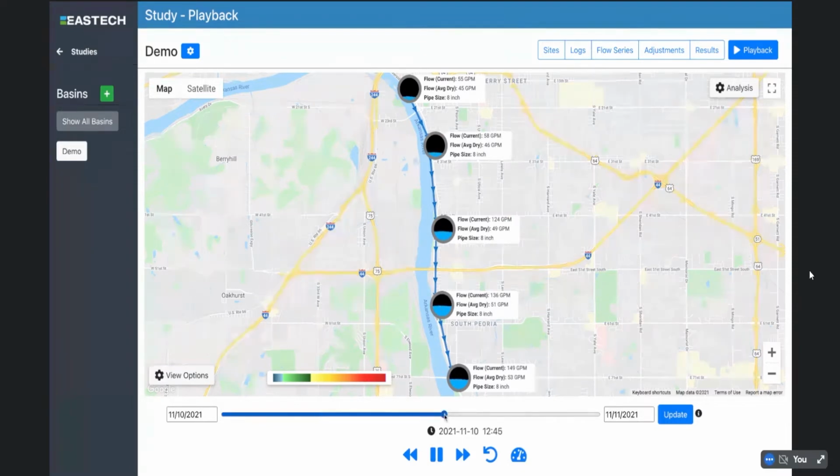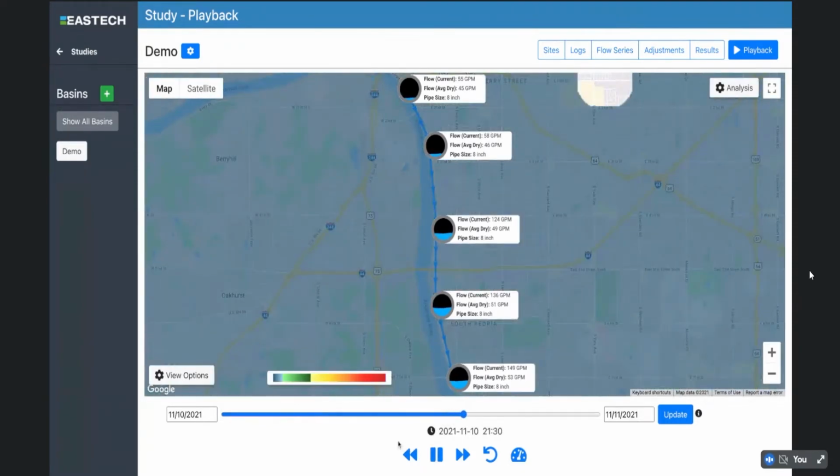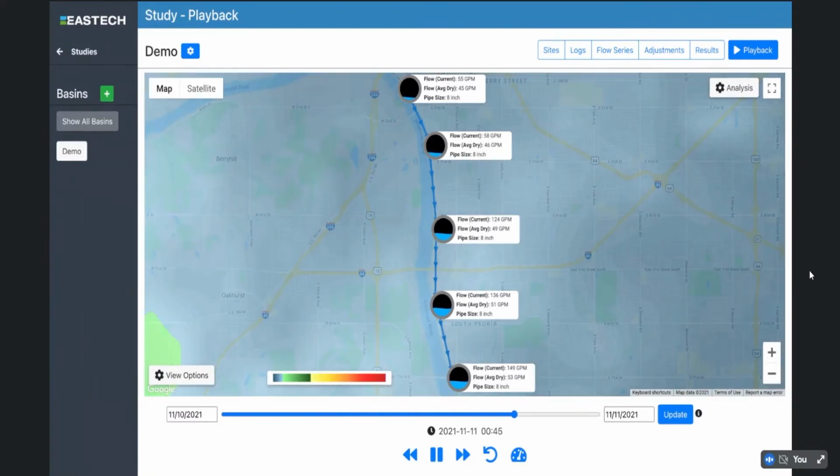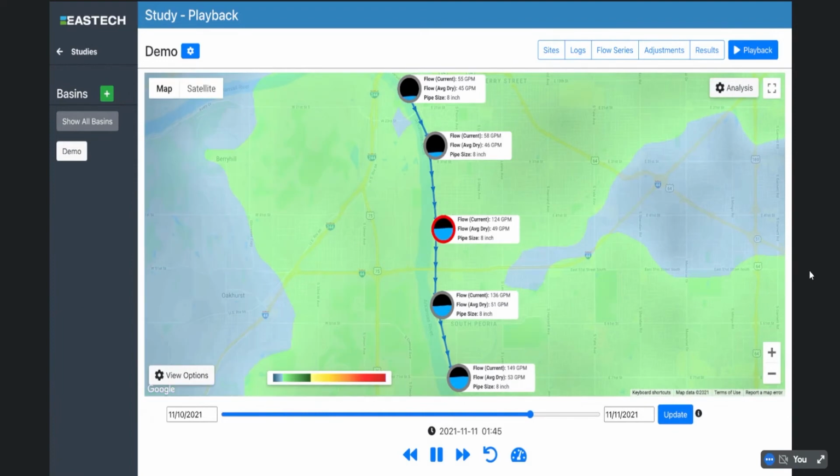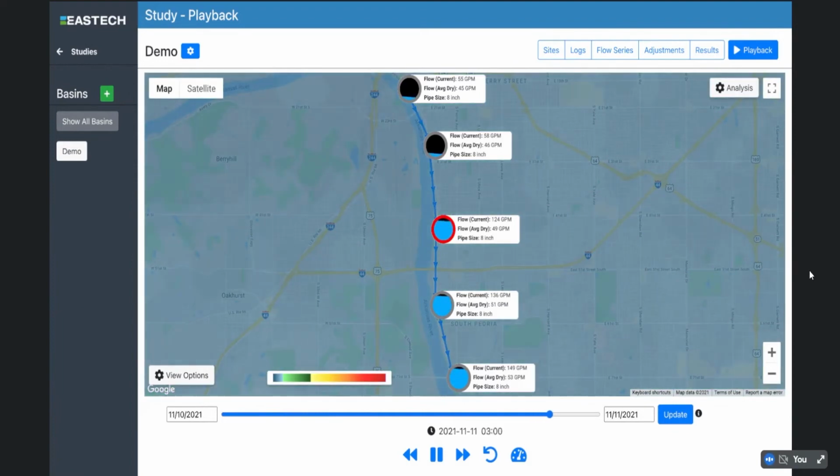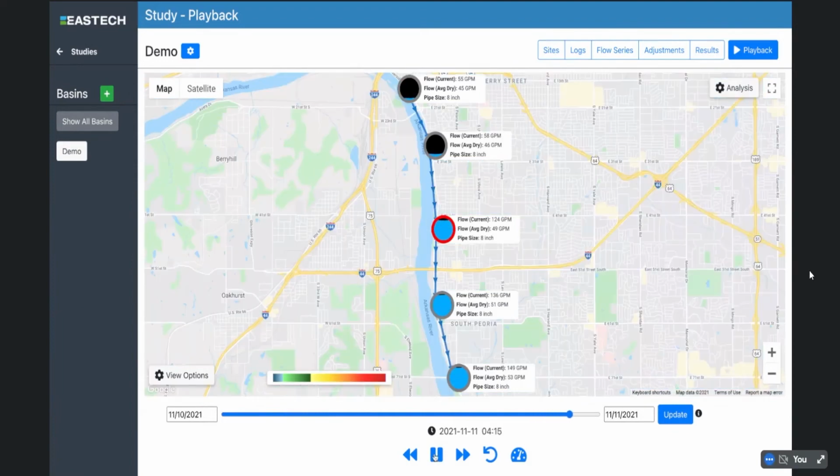And so we feel like at Eastech that these tools that we have built up in the cloud are really going to enable Dukes to really efficiently go through and be able to answer the customer questions and service them the best way as possible.